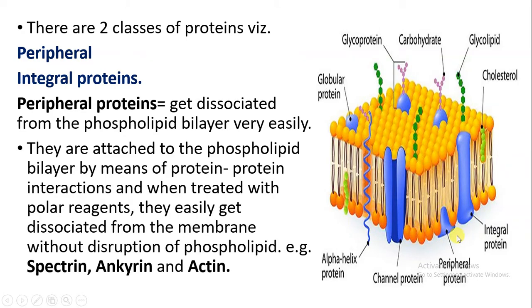They are always attached to the phospholipid bilayer by a kind of protein-protein interaction, और वह उसको ट्रीट किया जाता है पोलर रीजन से, तो वो आसानी से रिमूव हो सकते हैं, डिसोसिएट हो सकते हैं फ्रॉम द मेम्ब्रेन विदाउट एनी डैमेज टू द फॉस्फोलिपिड.